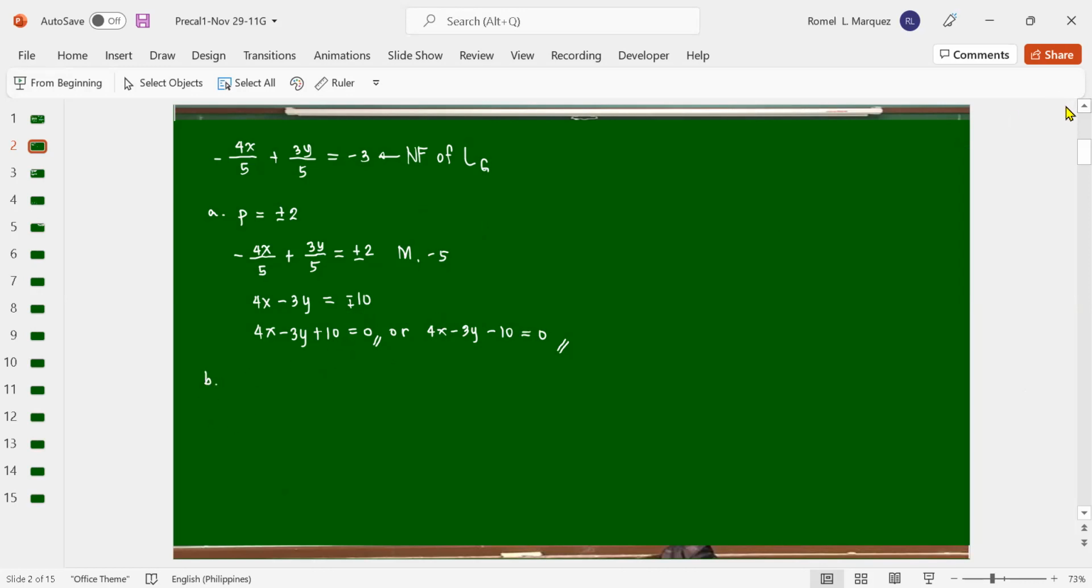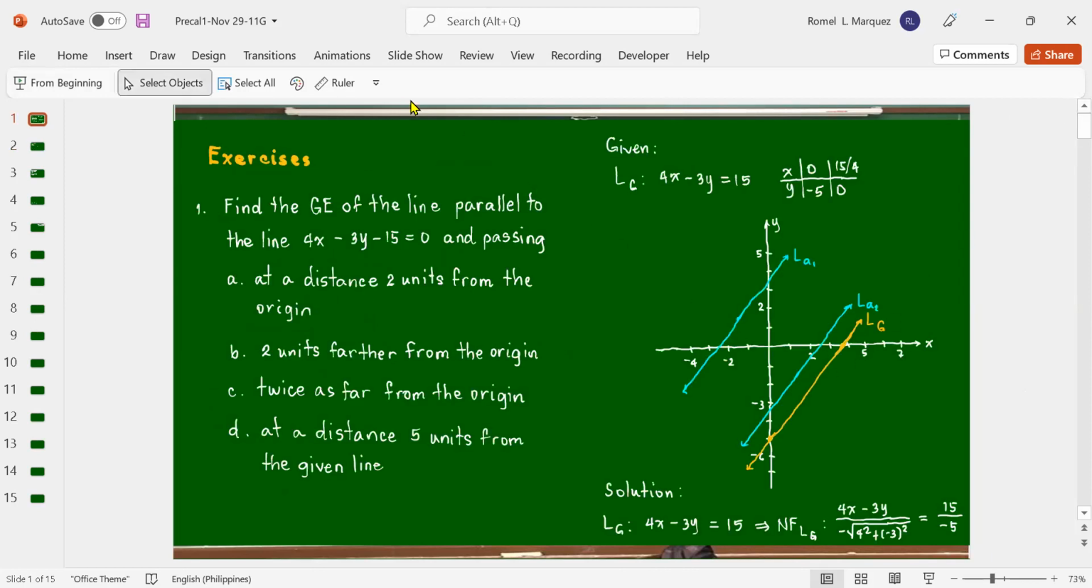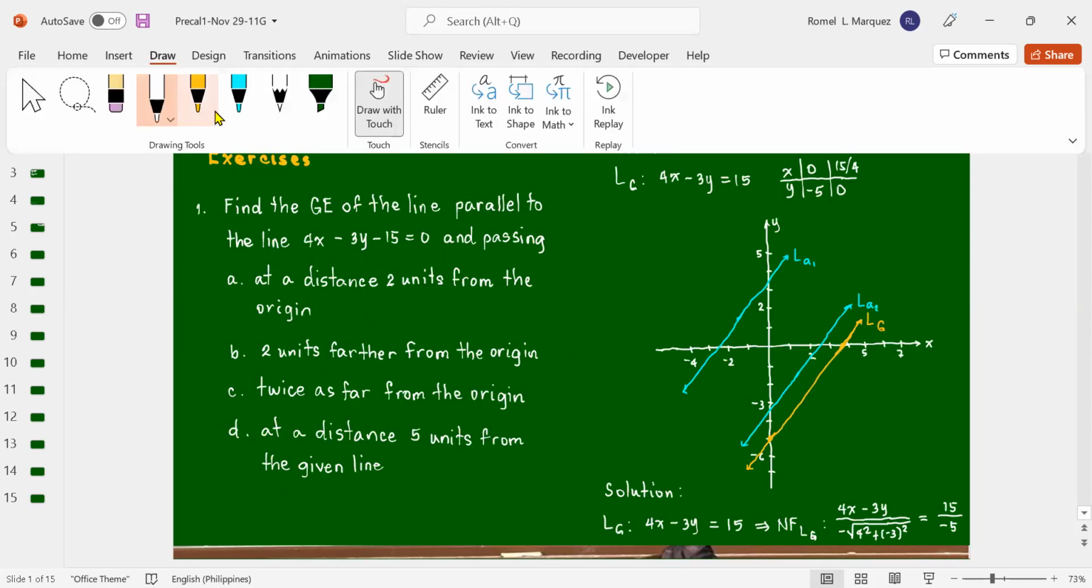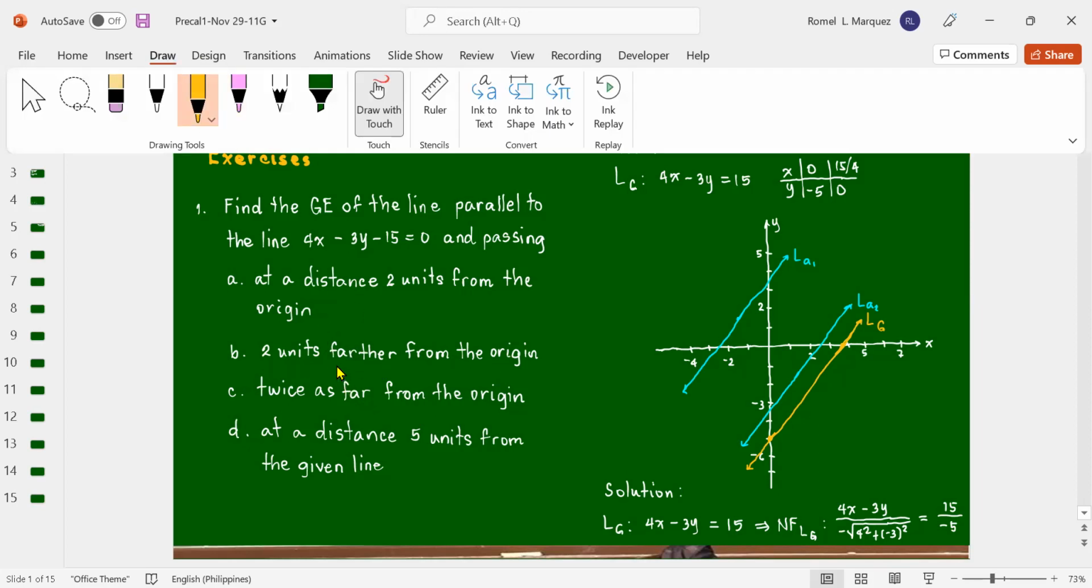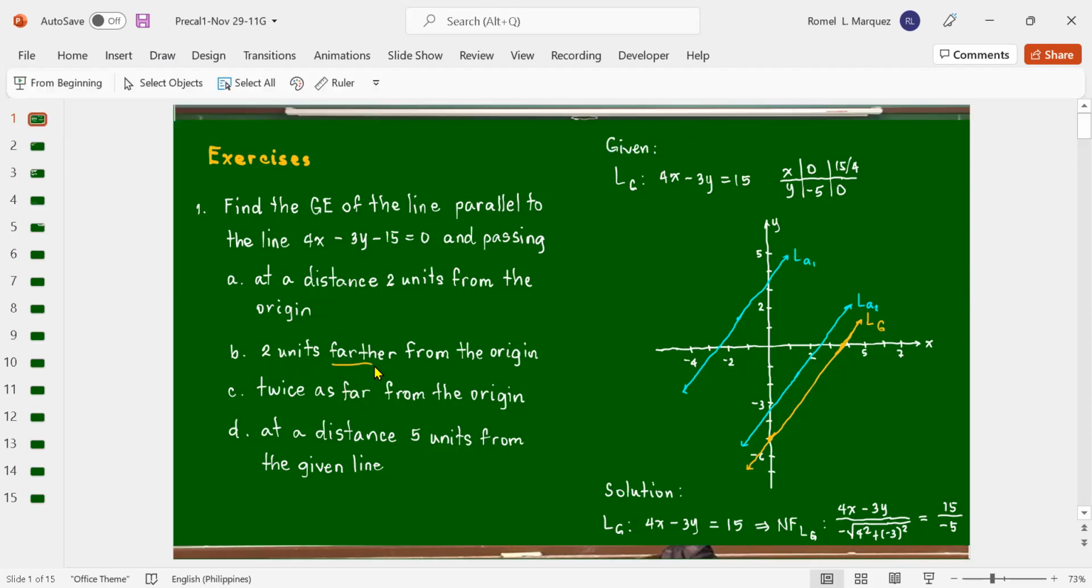What about letter B? Our goal is to find the P, no? Letter B: 2 units further from the origin. What does it mean? From the word further, it means it is being compared. Compared with what? Compared with the given line. What's the P of the given line? -3. Okay, guys?